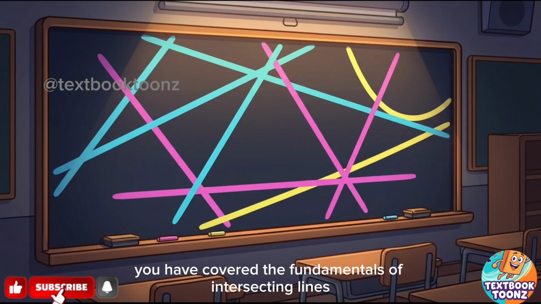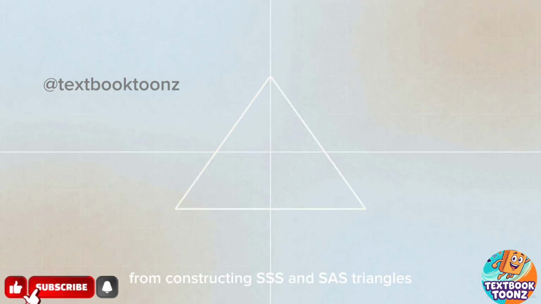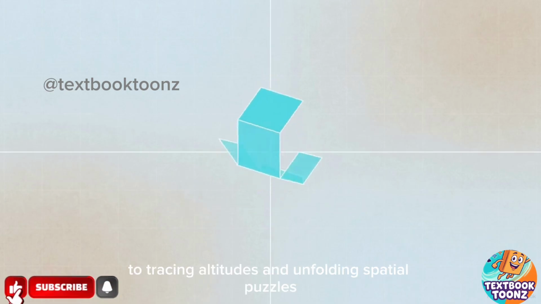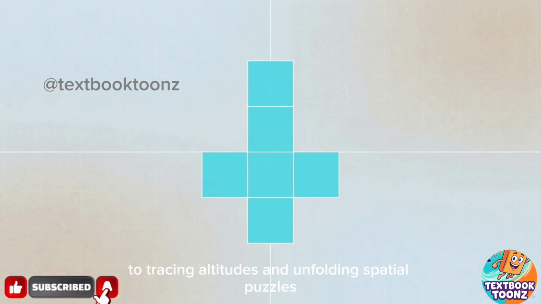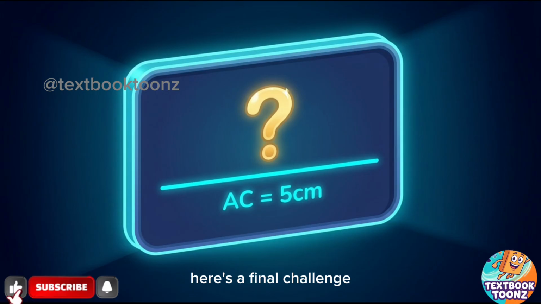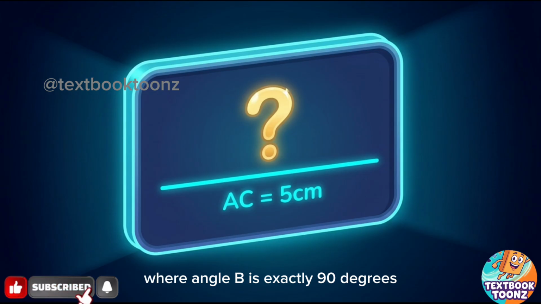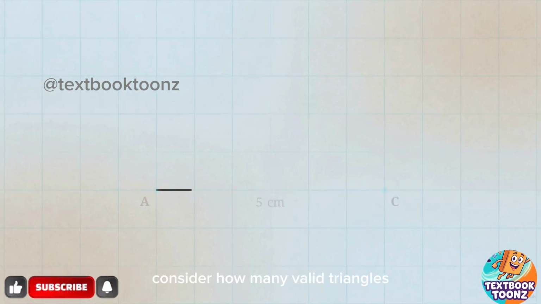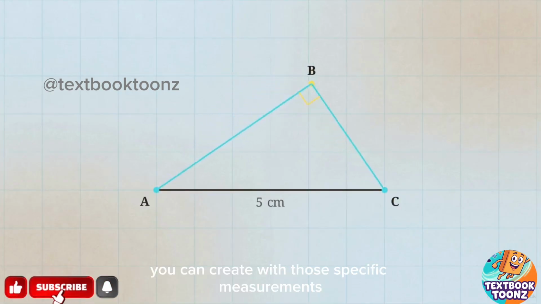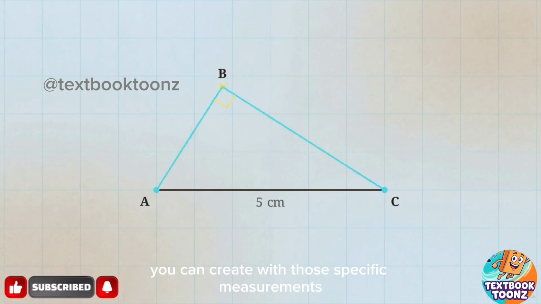You have covered the fundamentals of intersecting lines, from constructing SSS and SAS triangles to tracing altitudes and unfolding spatial puzzles. Here's a final challenge. Construct a right-angled triangle where angle B is exactly 90 degrees and its hypotenuse AC is exactly 5 centimeters. Consider how many valid triangles you can create with those specific measurements.